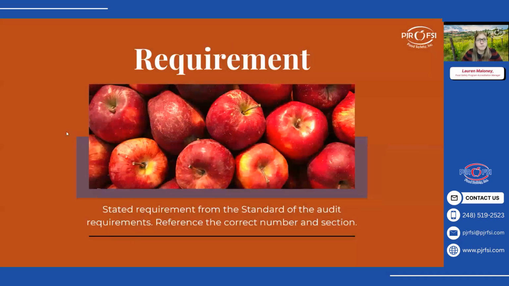So what is a requirement? A requirement is stated from a standard that is identified during an audit. It would include a reference number and a section to a specific set of guidelines. You can get that from the specific standard that you're being audited to. It could be an internal audit or a certification body audit. When the auditor writes and references that standard, they would want to make sure that they reference the exact number and section so that it can be used as a reference in the corrective action process.